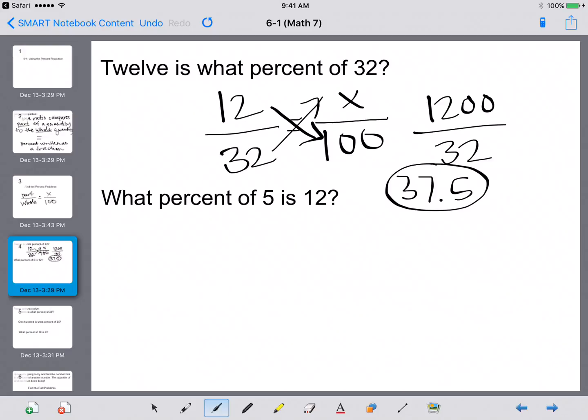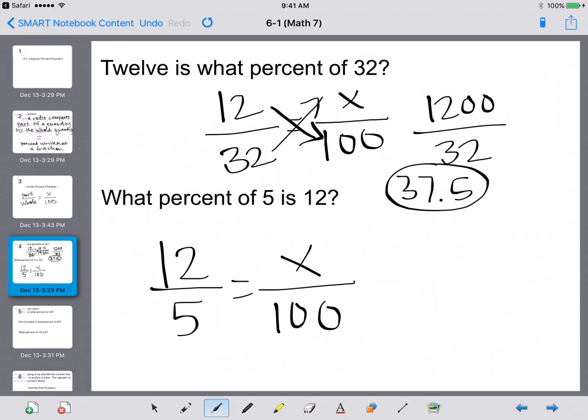Another thing is sometimes our part can be bigger than our whole. So we want to know what percent of 5 is 12. If it's of 5, that means 5 is our whole, and 12 is our part. So our 12 is bigger than our 5. Our part is bigger than our whole, and that is okay. And that's going to be equal to some percent we don't know, and percents are always out of 100.